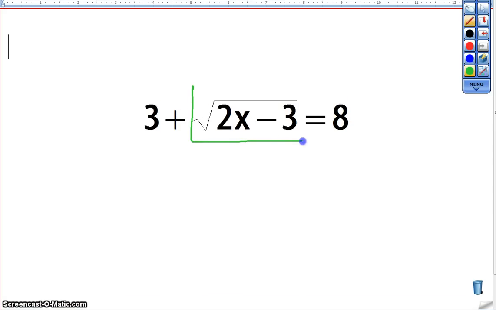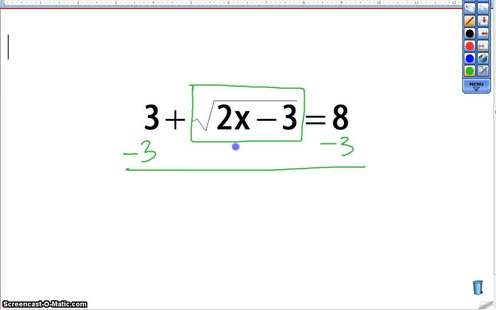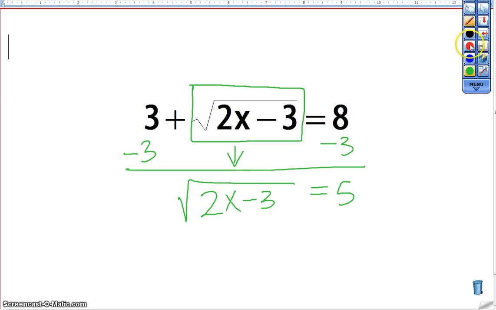You might want to put a box around this radical sign. To get that all alone, you're going to subtract 3 from both sides. So you end up with the square root of 2x minus 3, and then 8 minus 3 is 5. Remember, to get rid of a square root, you are going to square. A baby 2 and a house wipe each other out. Well, what you do to one side, you've got to do to the other side. So I'm going to take that 5 and square it.